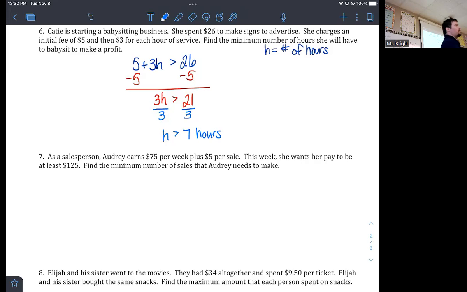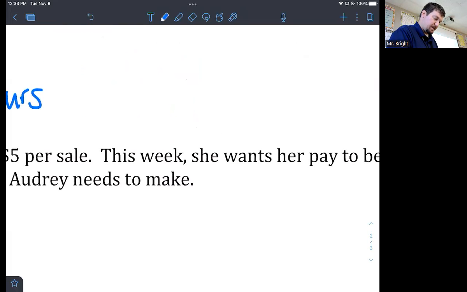This is one where a calculator might actually come in handy, although some of the other ones we haven't needed it so far. So what are we trying to find? Olivia, what's this problem asking us to find here? All right, how about S for sales? S equals the number of sales that she has to make.